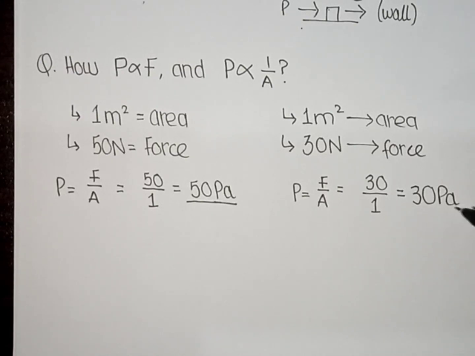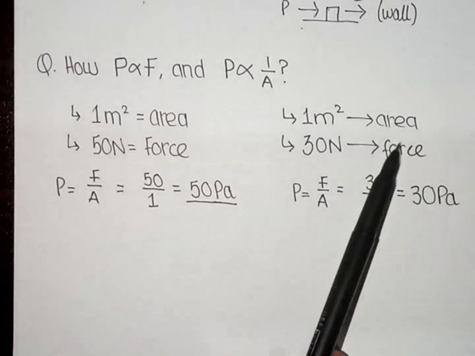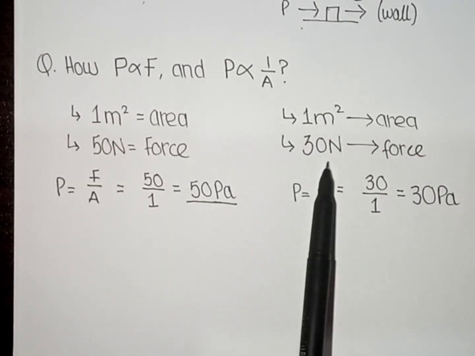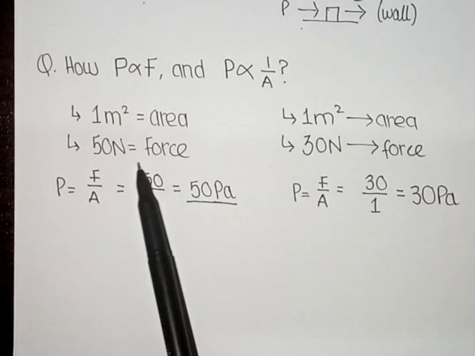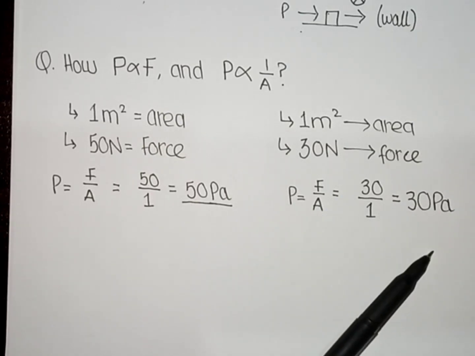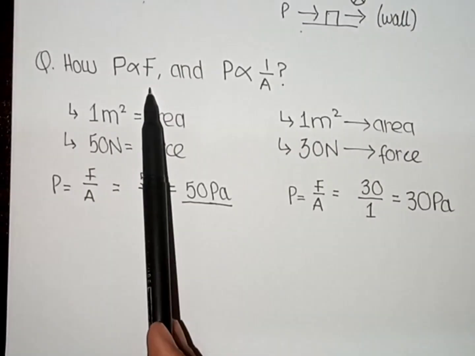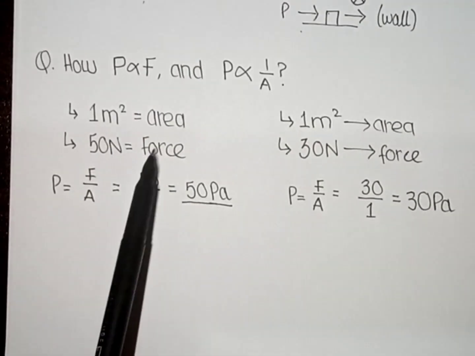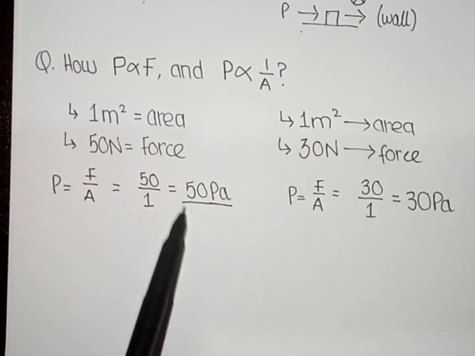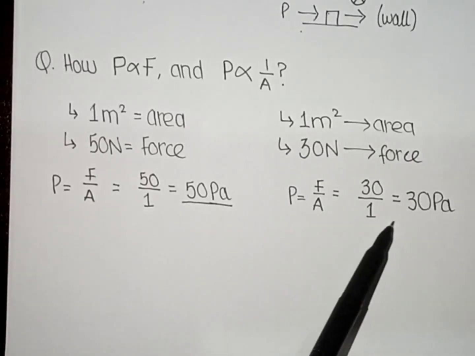Now you're observing something here? Yes, we have kept the area the same. The value of area is the same, but the value of force is different. It means when the force is decreased, the pressure is decreased. As the force increases, pressure will increase. When the force decreases, pressure will decrease. Force is 50, so the pressure is 50 pascals. When the force decreases but the area is the same, the pressure will decrease.